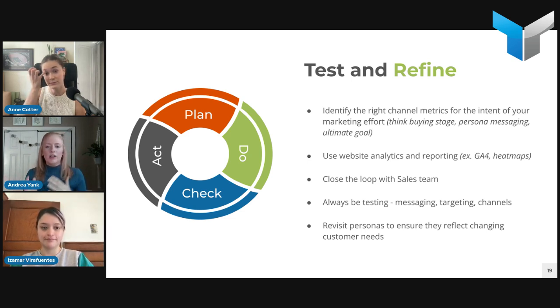And then, of course, revisit your personas to ensure they reflect changing customer needs. They should not stay stagnant for years. You don't go through this process and say, oh, we're done, we have that for the next 10 years. No. There's always new resources, always new ways to target people. There are new ways for them to do their research, what they might be looking for, innovations in the industry that you need to be speaking to. Just always revisit that persona so that you can keep it fresh.